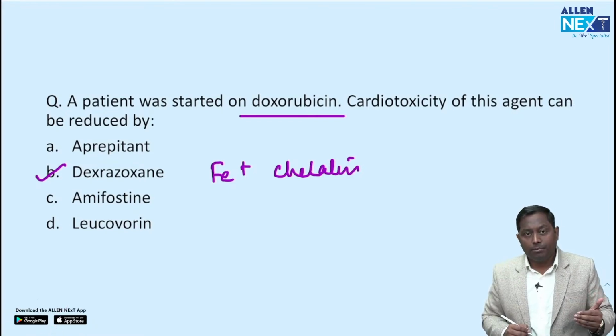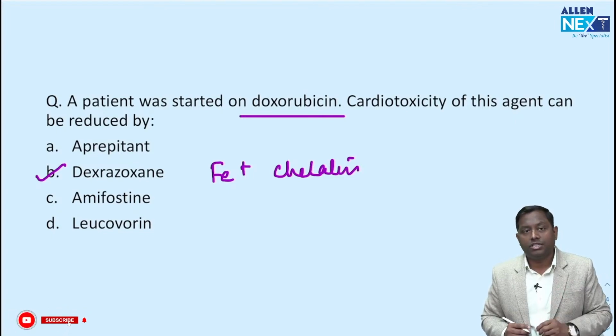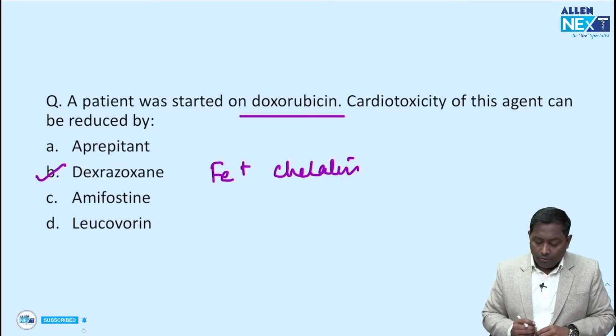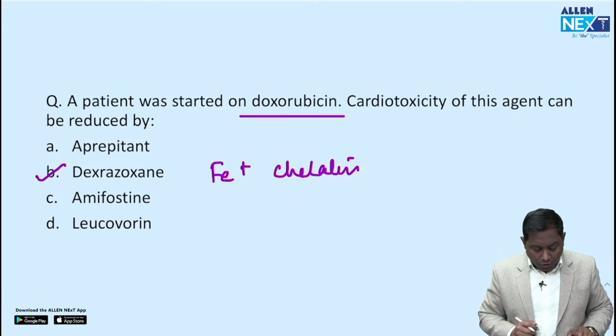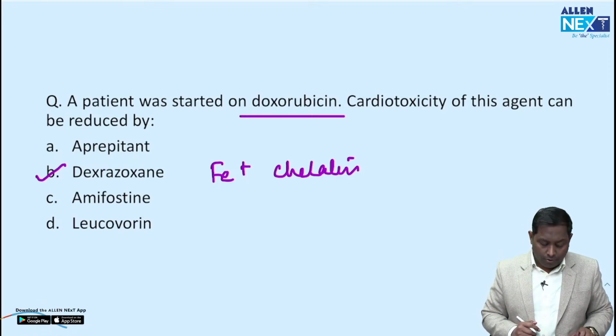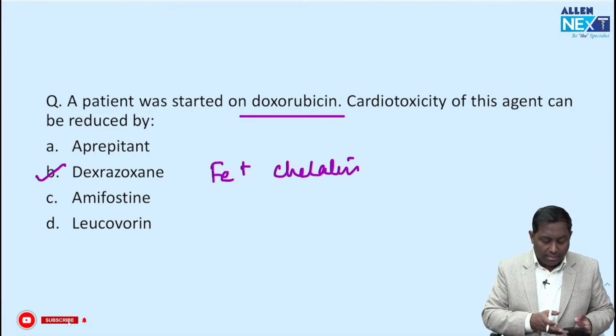Amifostine, it is a nephroprotective agent. It is also a radiosensitizing agent. It is used to prevent the nephrotoxic effects of cisplatin. Leucovorin, as I told you, also known as folinic acid, is going to prevent the toxicity of methotrexate. I hope all of you are getting this one.